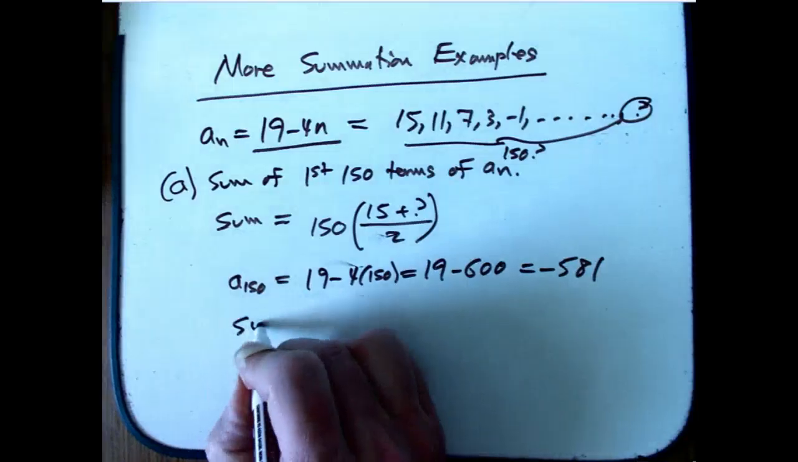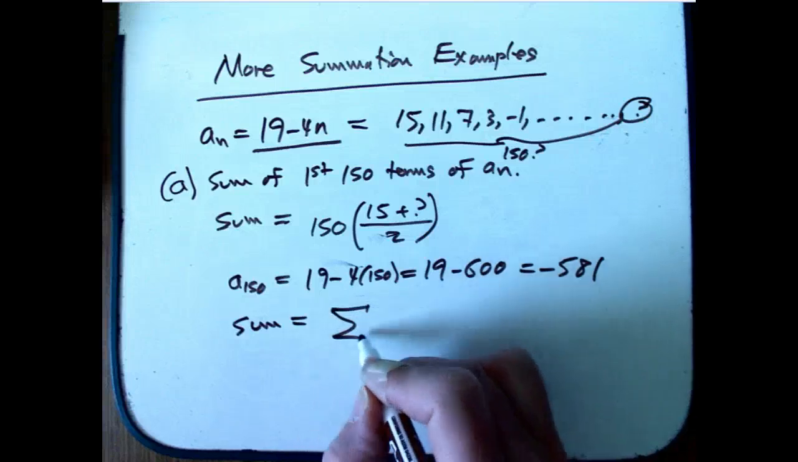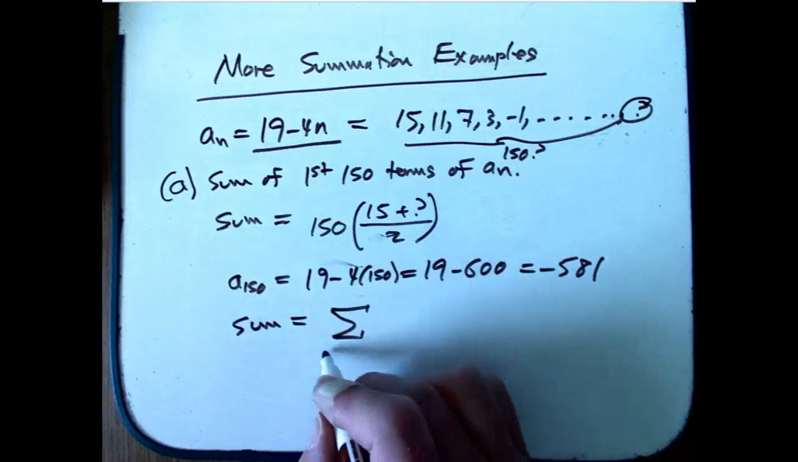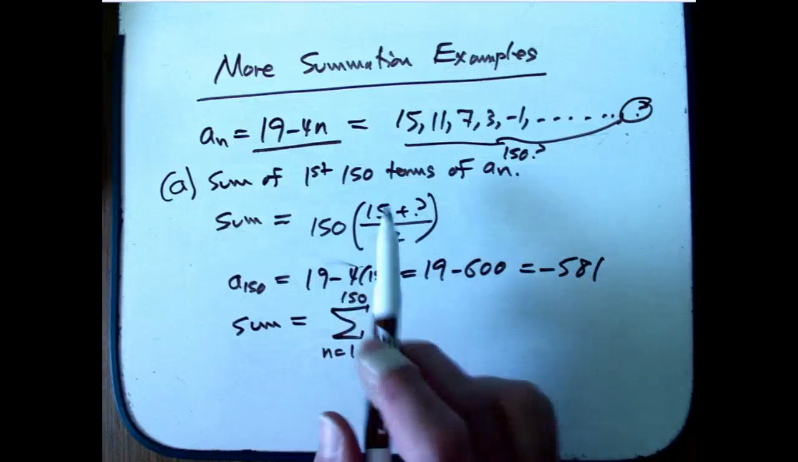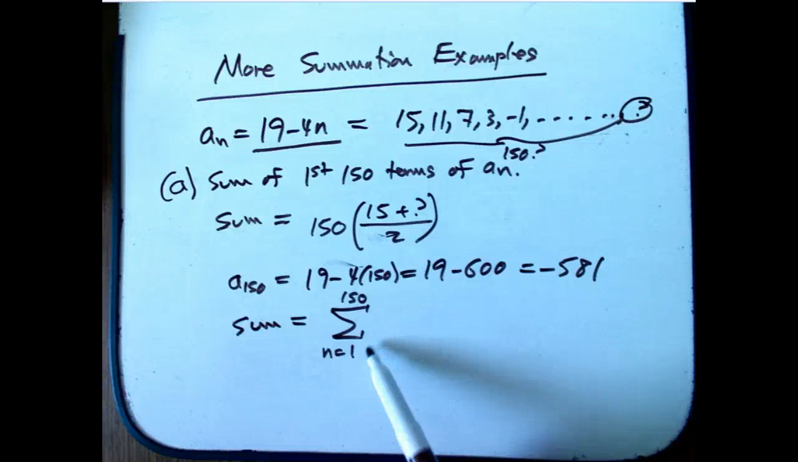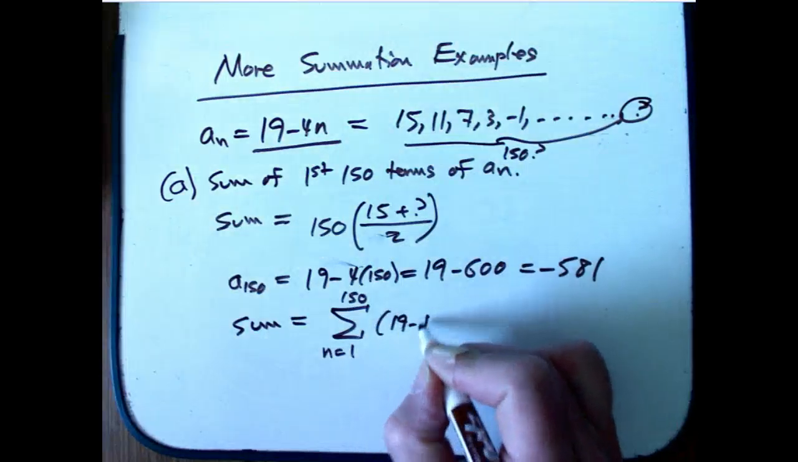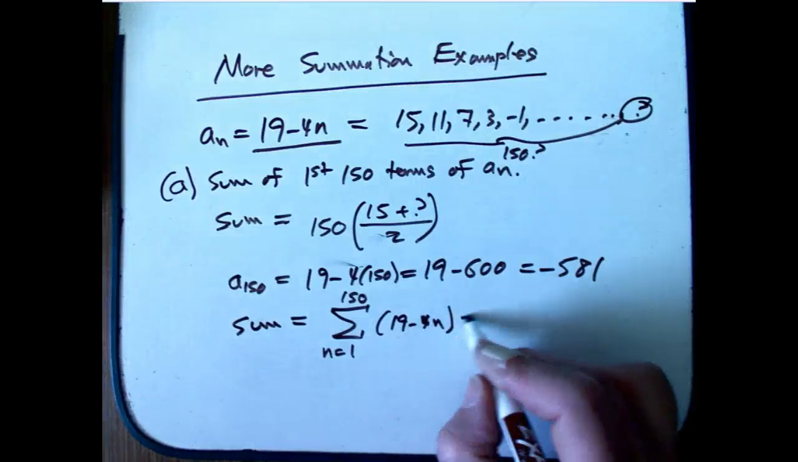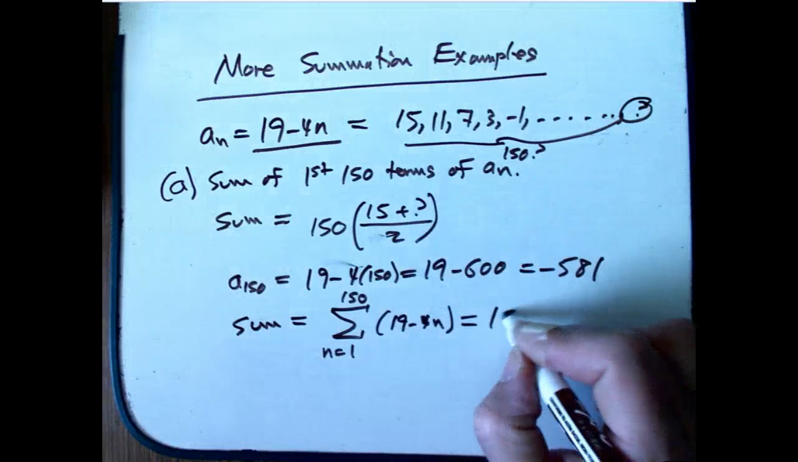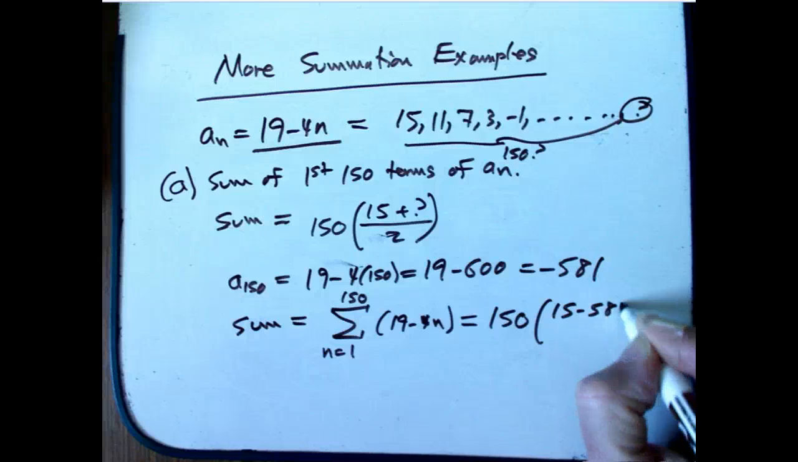Okay, so the sum, and let's write that out. How about I write that in sigma notation, because it's good to be comfortable with that. That's the sum, n equals 1 to 150, which starts with the first term, then goes up to the 150th term, of 19 minus 4n. And because this is arithmetic, we can use our shortcut formula: 150 times 15 minus 581 over 2.